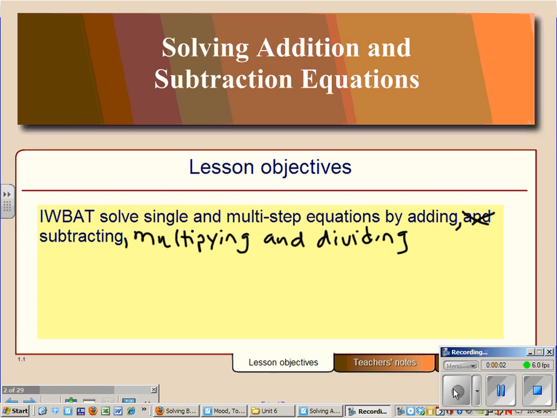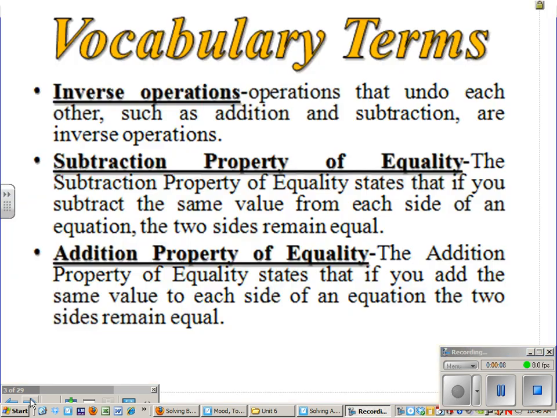So today we're going to work on being able to solve single and multi-step equations by adding, subtracting, multiplying and dividing. First thing we're going to talk about is some vocabulary terms. So if you could write these down in your Cornell books. These you do not need to write in your vocabulary packet. This is just for Cornell notes.